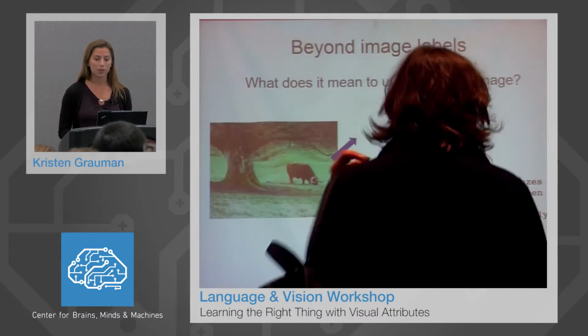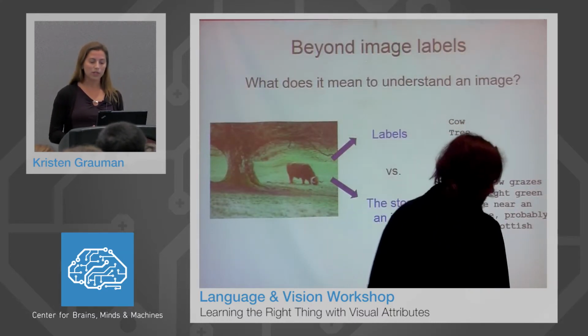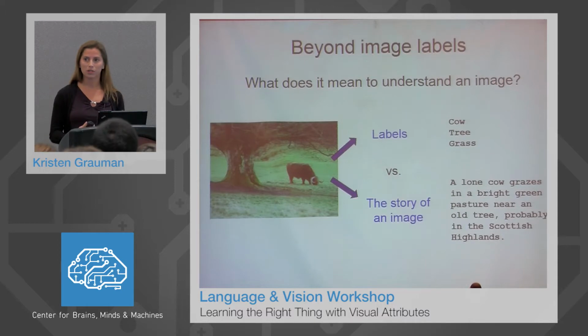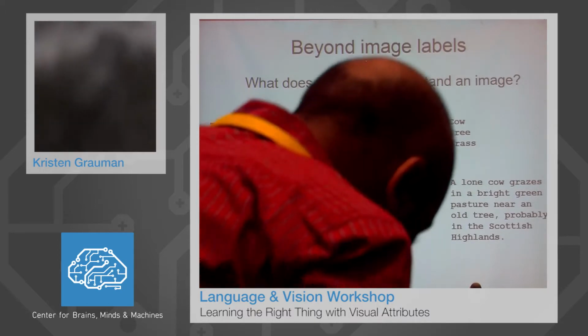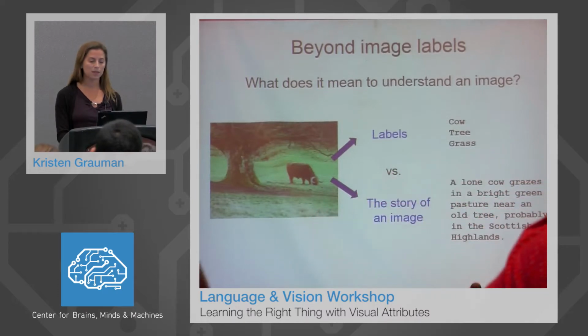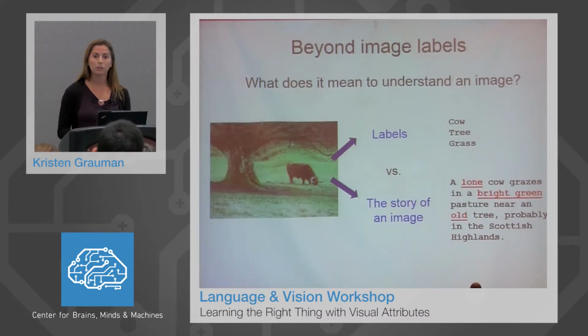For example, it might mean understanding the story of the scene, so how a human would describe what they see. One important part of that kind of story is not just naming the things that are there, but using very descriptive terms about them. These would be, say, the adjectives about the objects that are in view, or the so-called visual attributes. Things like, not knowing just that we see cow, tree, and grass, but this is a lone cow, and it's in a bright green pasture, and maybe this tree is an old tree, and so on.